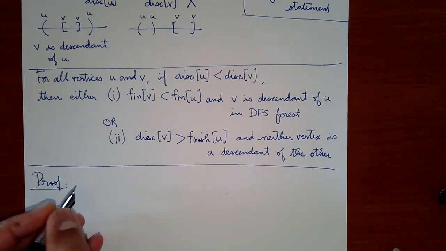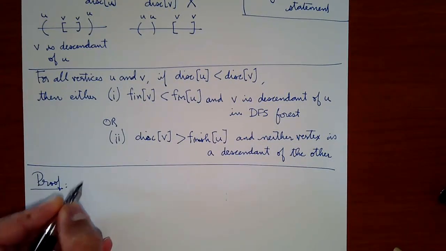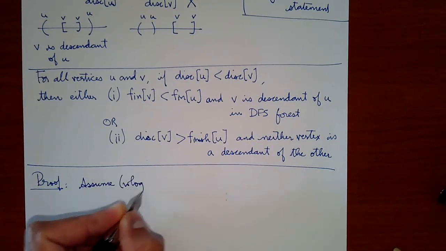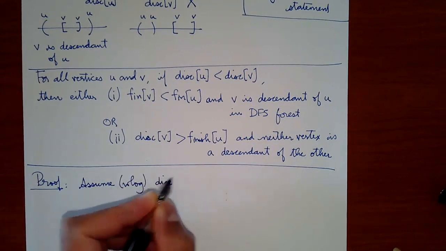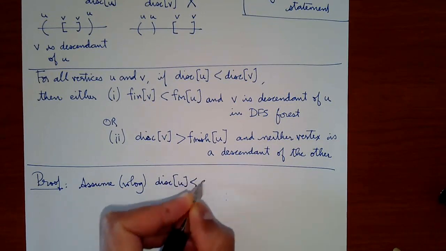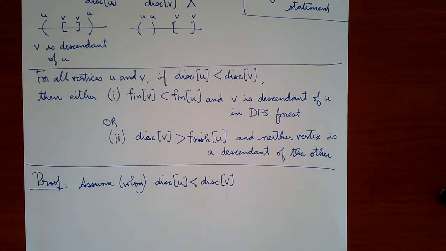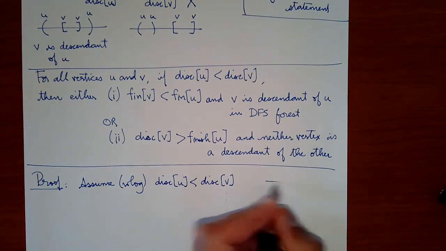Okay, so what we'll argue here is, without loss of generality, that the discovery of U is less than the discovery of V. Okay, so this is this picture here.